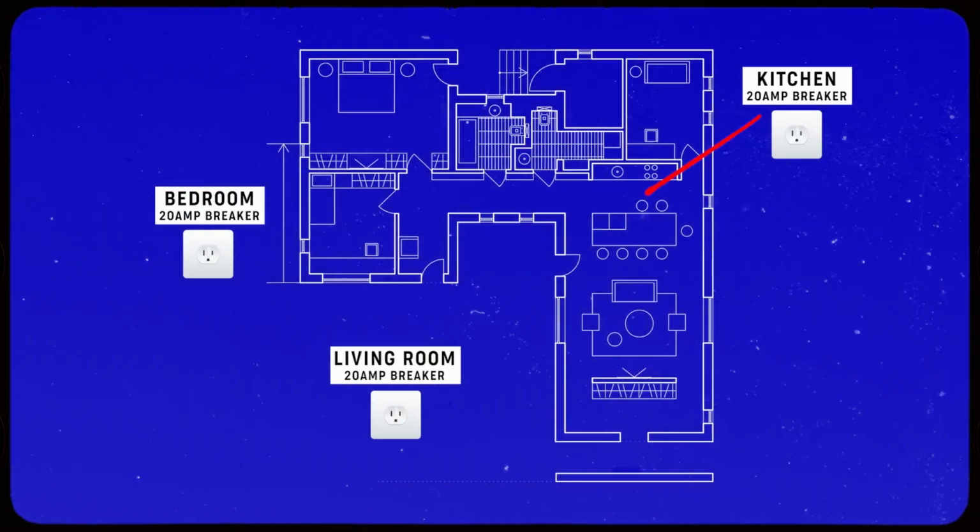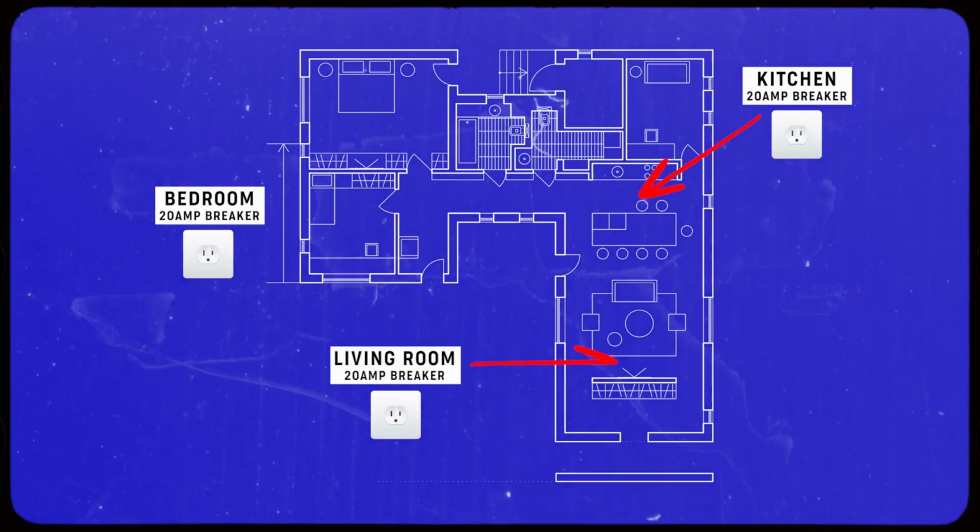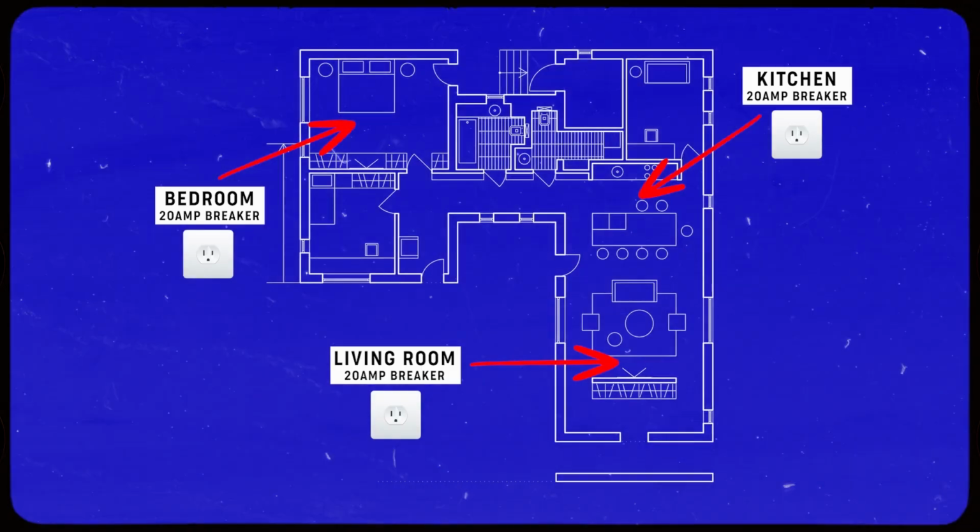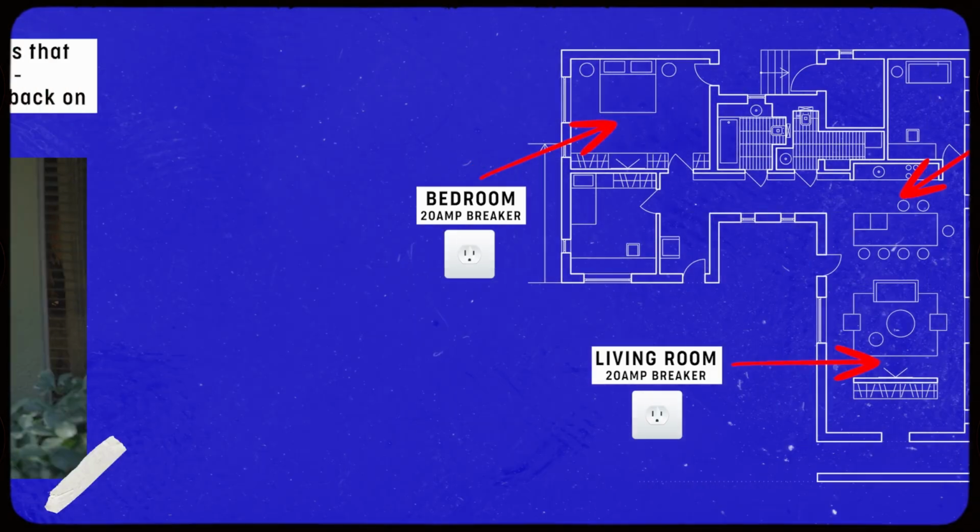When you're shooting in a house, you have to be strategic. A house has 20 amp breakers that are divided throughout the house. You'll have 20 amps in the kitchen, 20 amps in the living room, and so on. You can find out where all your 20 amp breakers are by looking at the breaker box.